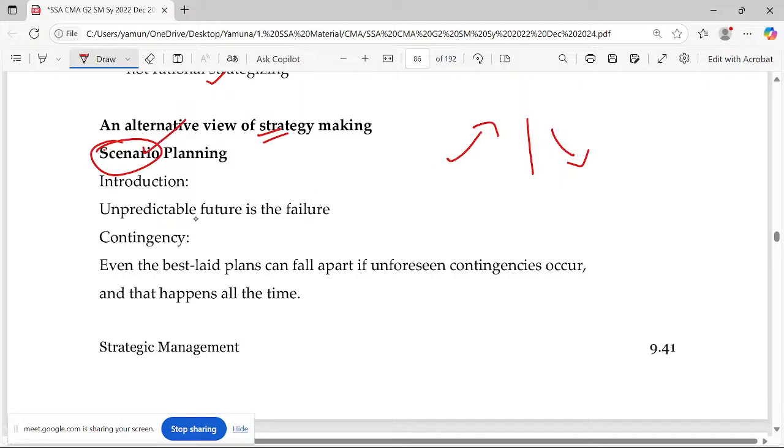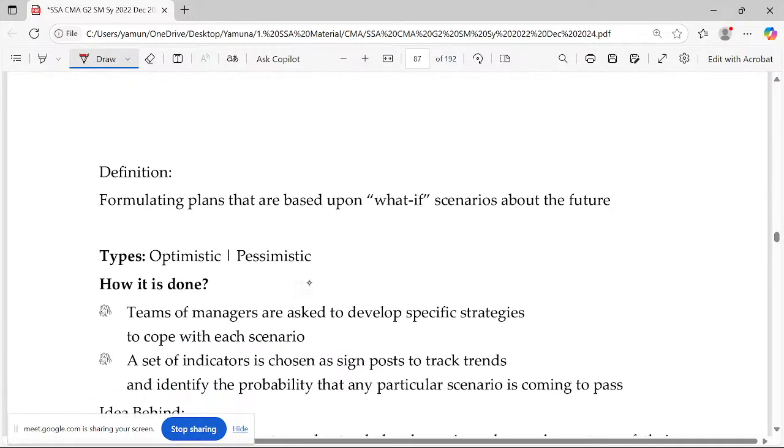Because the predictable future is not available, you cannot exactly focus, so you have to depend on the contingencies only. If an unforeseen contingency occurs, which means it has not been properly planned, then how are we going to deal with it? So what's happening all the time? Okay. Definition: what-if scenarios. What if optimistic, what if pessimistic. So how is it done?